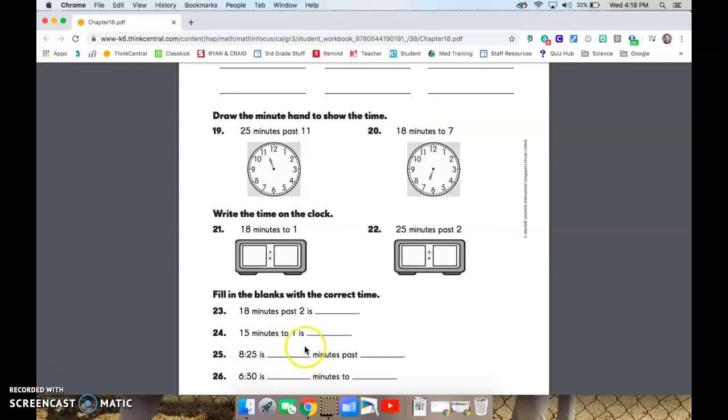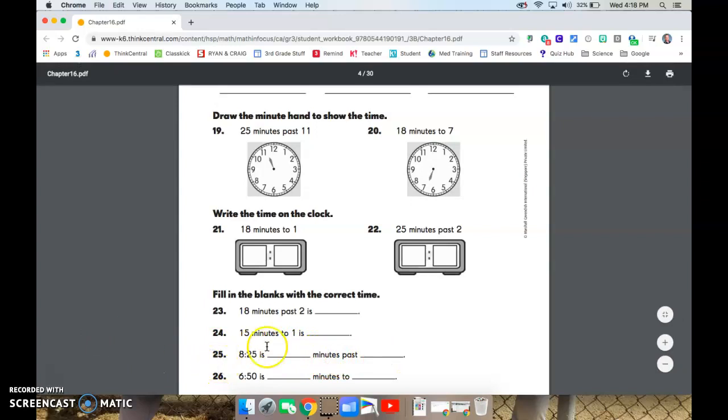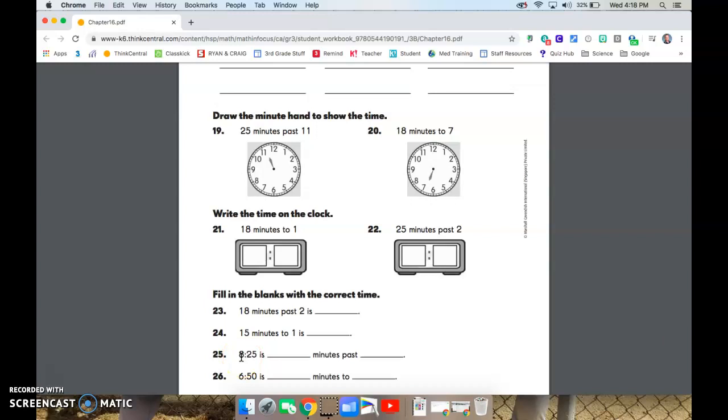8:25 is blank minutes past blank. Well, it's 25 minutes. Says so right here, see? 25 minutes past 8. The past ones, again, like I said, I think the past ones are not easy, but much easier than the 'to' ones. The 'to' ones, you got to do a little more math. Got to take a little drink of water. My mouth is getting dry here.